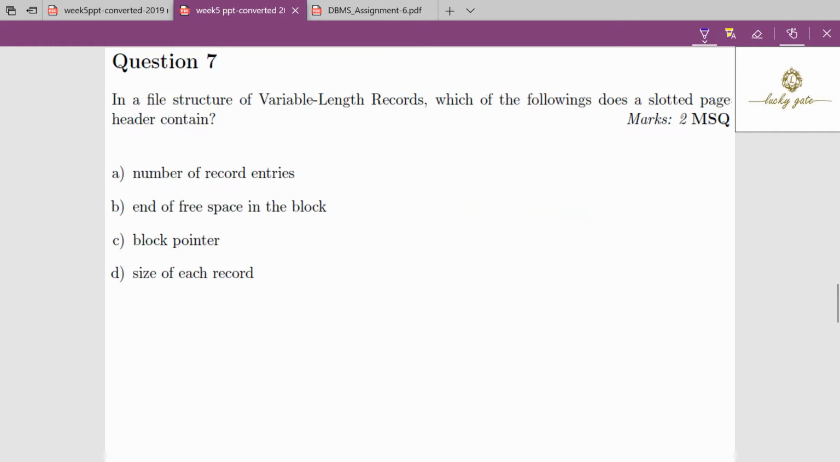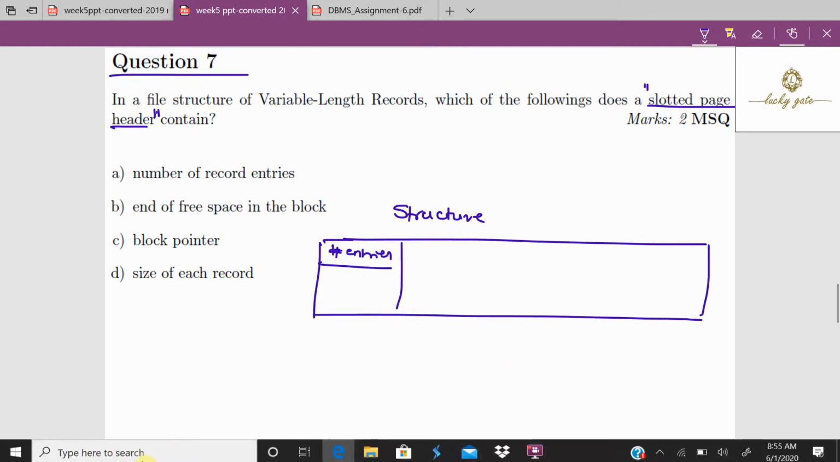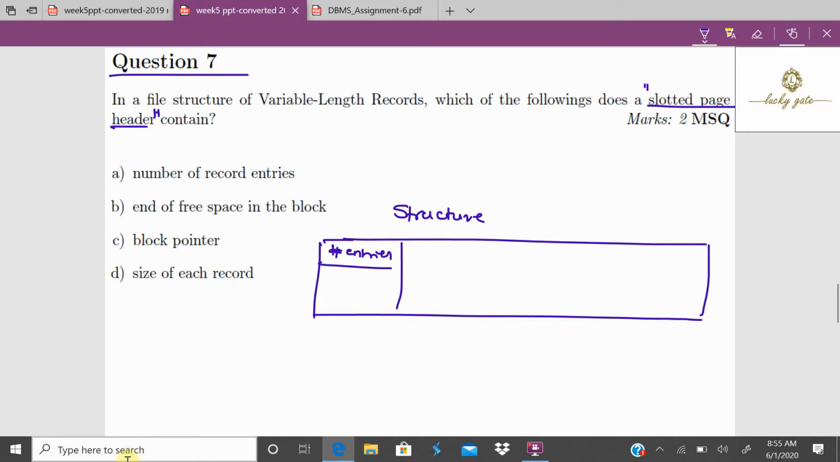Coming to question number 7. In a file structure of variable length records, which of the following does a slotted page header contain? To know what the slotted page header contains, we need to know the structure of a slotted page. We will see the structure. Here I am going to draw a structure for a slotted page. Here the slotted page consists of the number of entries, and it also contains the end of free space.